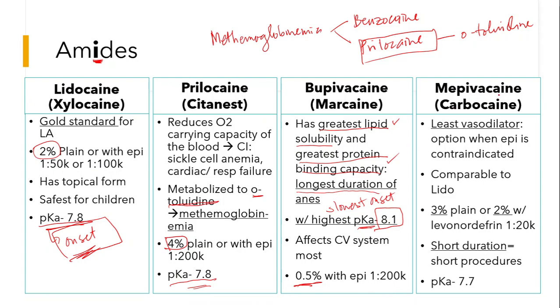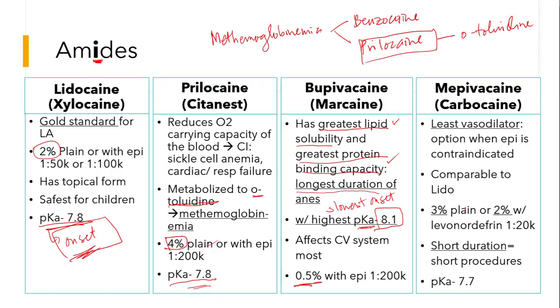And then lastly, the mepivacaine, or the Carbocaine, is the least vasodilator among all your local anesthetics. We said earlier that generally speaking, local anesthetics are vasodilators. Okay? So if it comes plain, then they don't have any vasoconstrictors. So they're all vasodilators in general. However, mepivacaine or your Carbocaine is the least vasodilator. That is why it is the option when epinephrine is contraindicated in the patient.